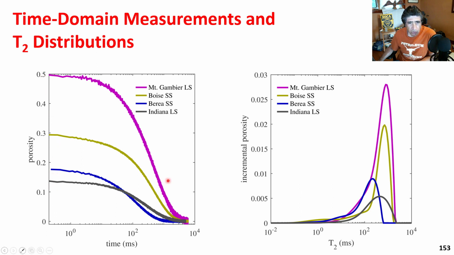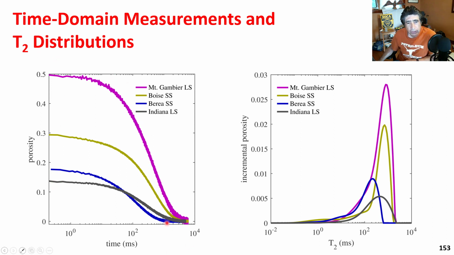So we have a sample of different rocks: Indiana limestone, Berea sandstone, Boise sandstone, Mount Gambier limestone. And we can see that the Mount Gambier limestone is the one that has the largest porosity, followed by the Boise sandstone, and then the Berea sandstone, and then the Indiana limestone. And also their decays are different.